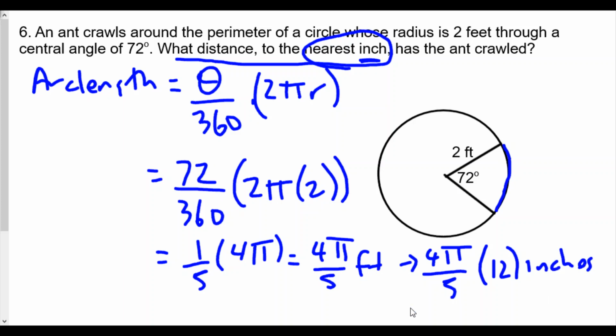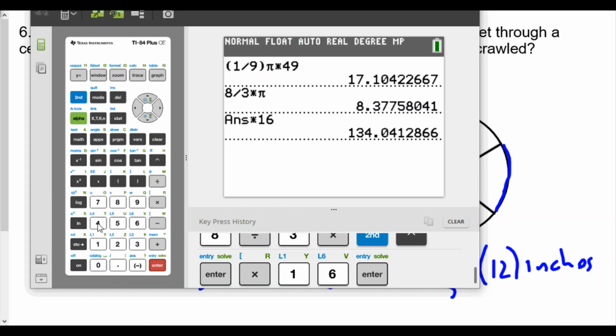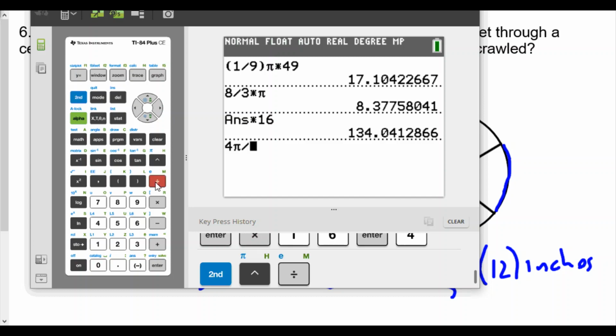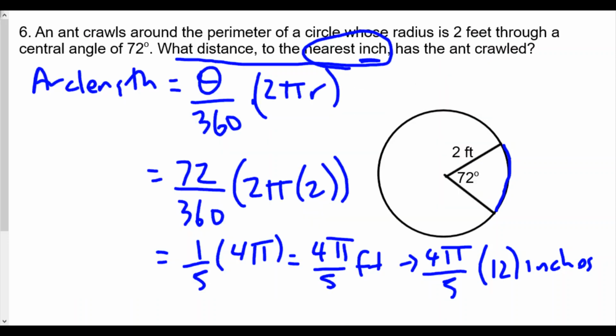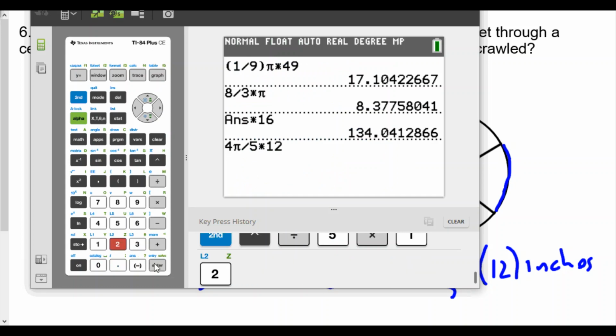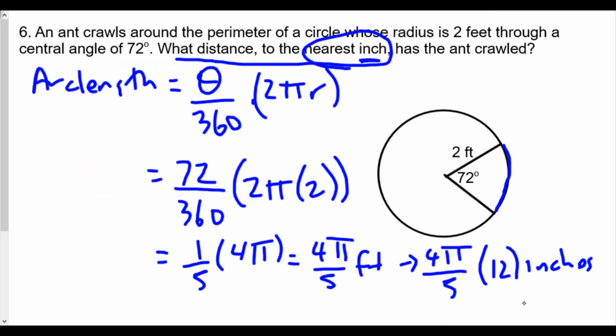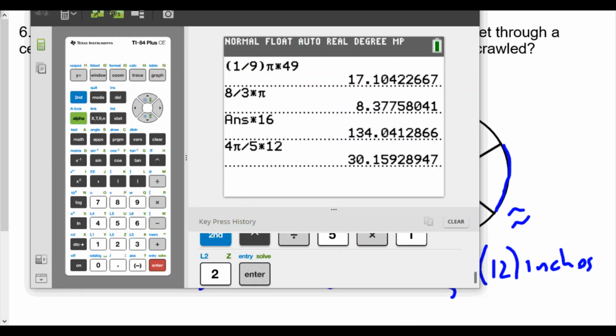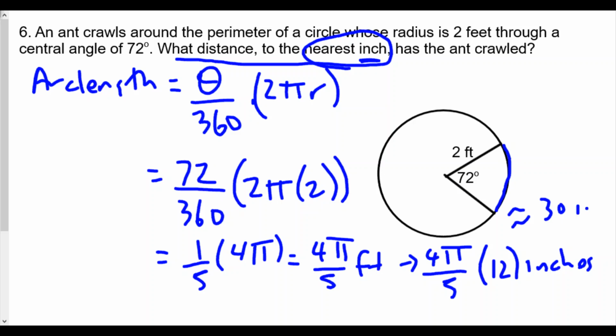Now we're going to break out our calculator, because again, very important, we're dealing with 2 different units. We'll figure out what we're looking for to the nearest inch. So we take 4 pi divided by 5, which was the first part, and then multiply that by 12 inches. This will give us our measurement in inches: 30.1592847. So approximately, to the nearest inch, 30 inches. That's the value we have here. Very important to keep in mind that in this situation we had to convert everything into inches by multiplying our value by 12.